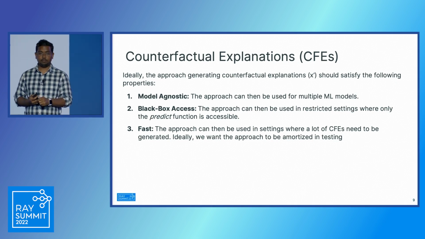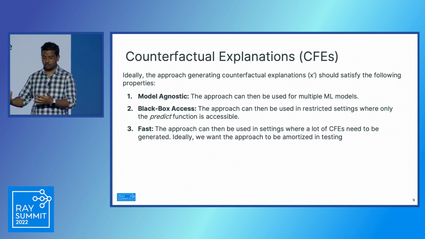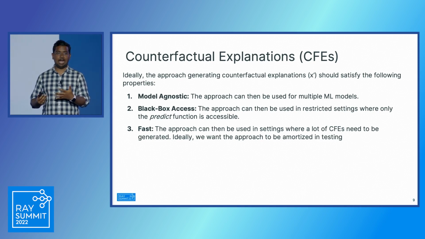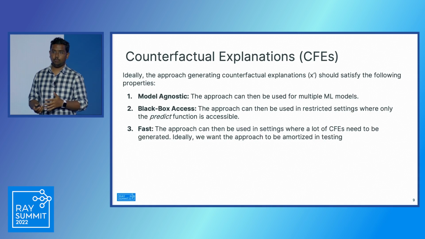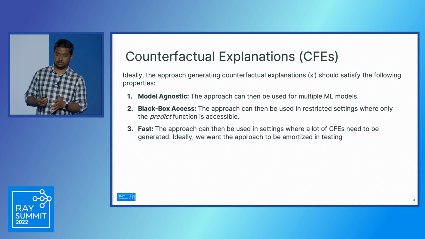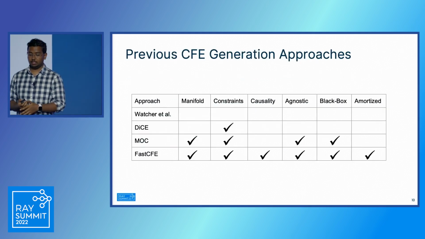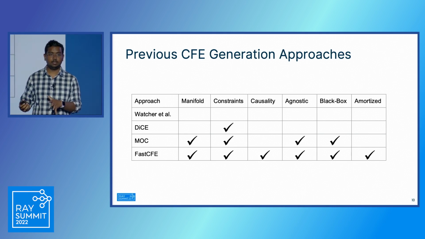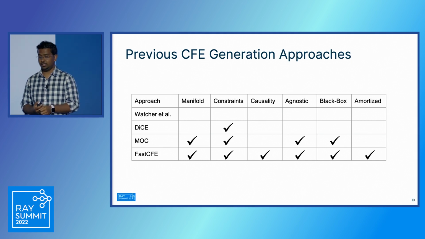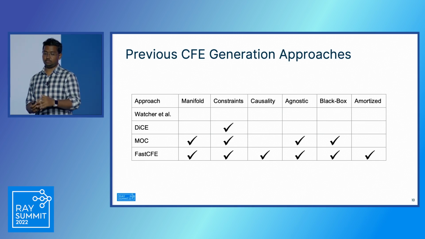And the third one is about being fast. So when these systems are deployed at industrial scale, they need to consume a lot of points and generate counterfactual explanations for them, and therefore we want them to be amortized and fast. So we went over the properties of counterfactual explanations and the approaches that are generating them. And now let's look at how the approaches that are present in the explainability literature perform on these qualitative attributes. So here in the leftmost column, I have enlisted some of the popular and the most cited approaches in this research area. As you can see, FastCFE was the first and the only one that could satisfy all of these qualitative properties.